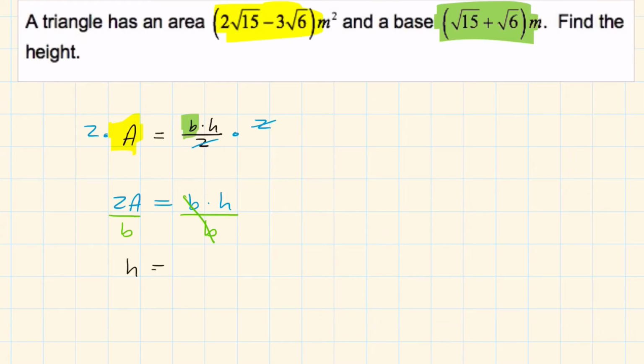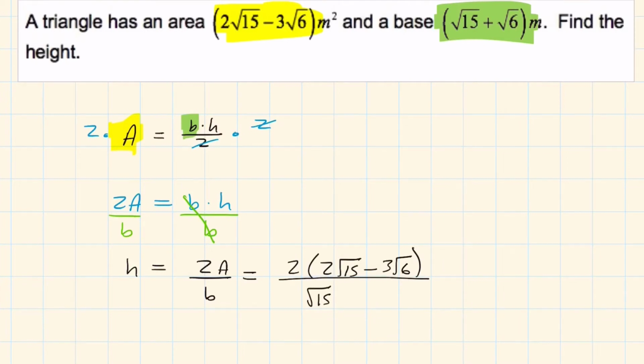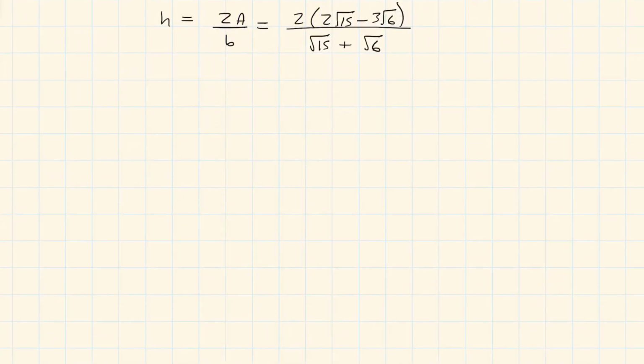So we're going to write out our height. Our height is 2 times the area divided by the base, where the area is 2 root 15 minus 3 root 6. So this is 2 times (2 root 15 minus 3 root 6) all over root 15 plus root 6. This is our real question, where we're going to have to rationalize the denominator to get our answer. Okay, so now we can just focus on rationalizing this denominator.